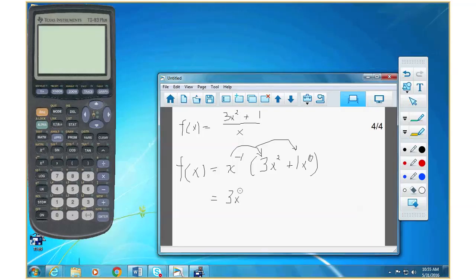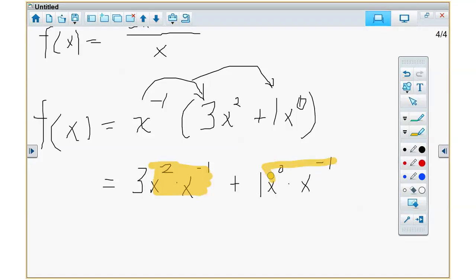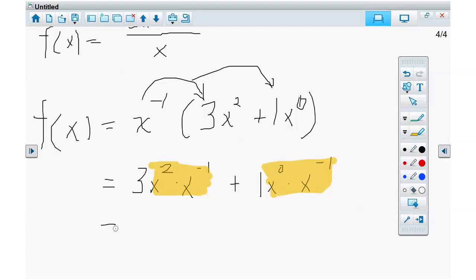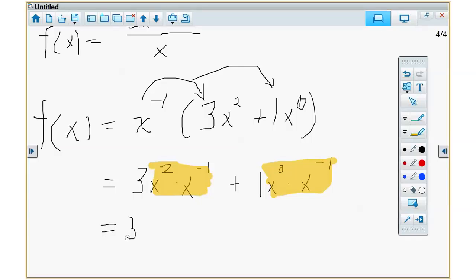3x to the second, times x to the negative 1, plus 1x to the 0, x times x to the negative 1. Now we take our handy dandy highlighter, and we've got the same bases here. We haven't gone over the exponential rules, but you should know those. When you're multiplying, you add the exponents. So f of x, after we get through manipulating it, comes out to be, what is 2 plus a negative 1? 1. And 1x to the negative 1.